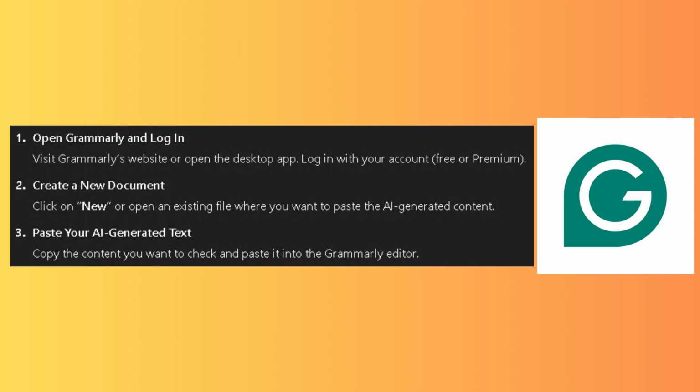Create a new document. Click on New or open an existing file where you want to paste the AI generated content. Paste your AI generated text. Copy the text that you want. Paste it into the Grammarly editor.